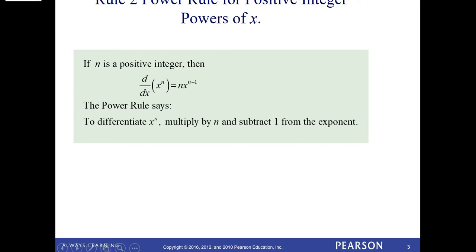I can't get that to read, but anyway, it says rule 2 is the power rule for positive integer powers of x. So the power rule where we bring the exponent down to become the coefficient and we subtract 1 from the exponent.